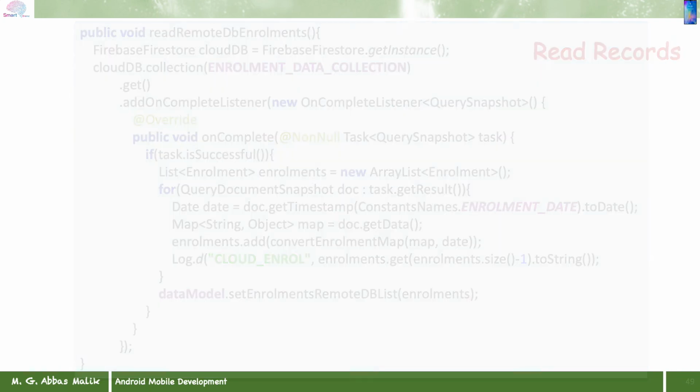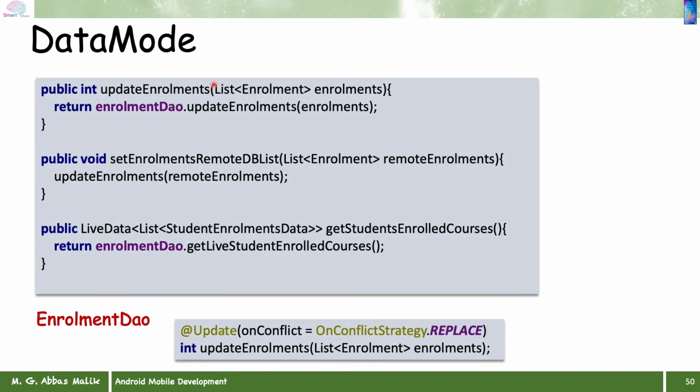So inside our data model, I have a few things, like we can update enrollments. We have a list of enrollments. I add that specific method, and I also add that specific method inside my enrollment DAO: set enrollment remote DB list. So whatever that list of enrollments is coming up, it is going to update those inside my room database or the SQLite database.